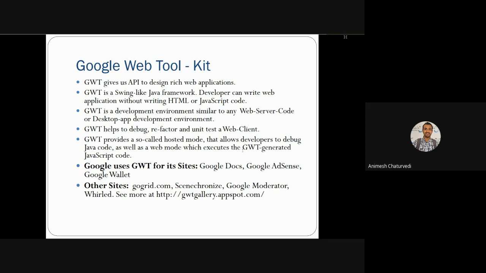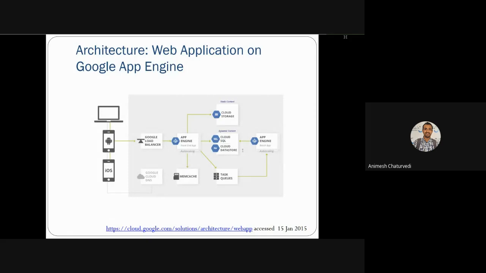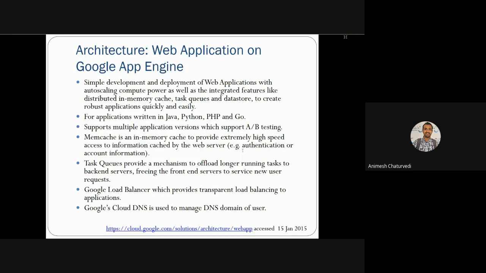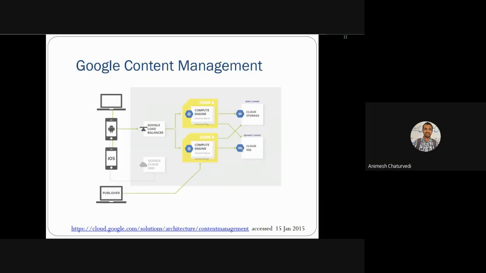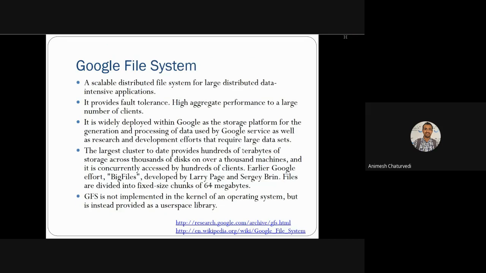So you have the option of Google Web Toolkit, which provides you APIs for development, and that could be deployed over Google App Engine, which has Google's large cloud platform infrastructure to work on. This Google App Engine architecture we discussed in the previous class. We also discussed the Hadoop Google architecture, and before that, Google Content Management and how it manages. We discussed the Google File System in the previous class.